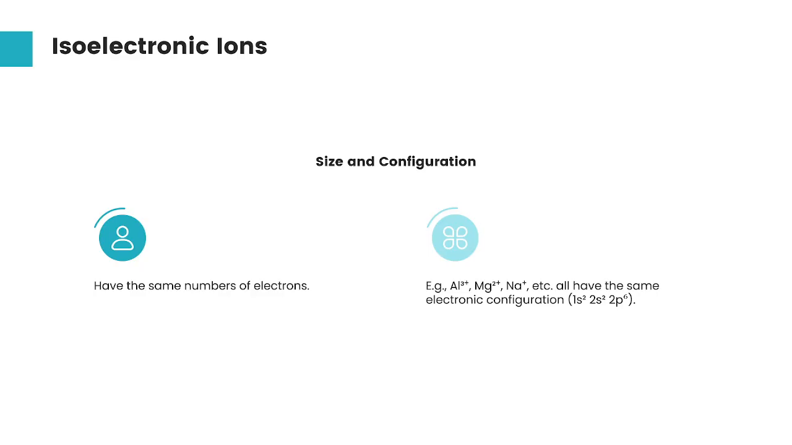Then a small topic, that is isoelectronic ions. Isoelectronic ions are ions which have the same number of electrons. For example, Al3+, Mg2+, Na+ all have the same electronic configuration, that is 1s2 2s2 2p6. These are all called isoelectronic ions.